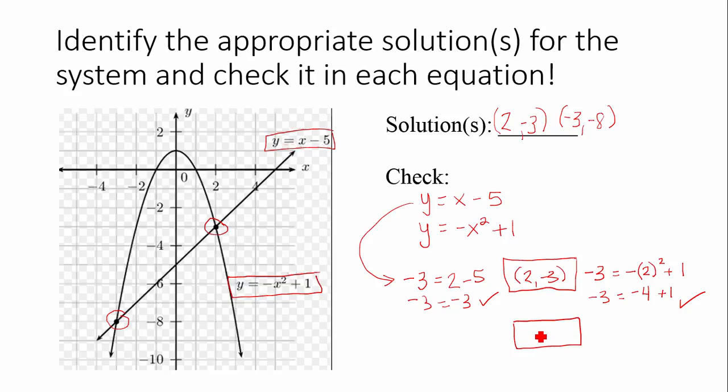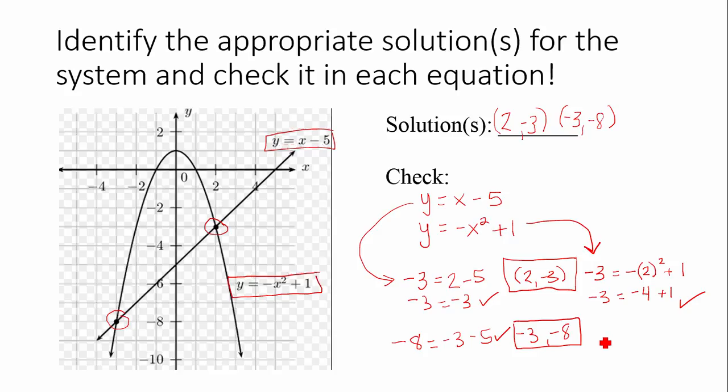And now let's do the same thing with the point (-3, -8). Let's check to see if he works. So in the line, we would plug in that -8: -8 = -3 - 5. Is that true? Is -8 equal to -3 - 5? Yep, he's working for the line.